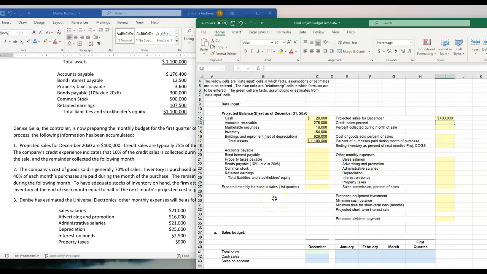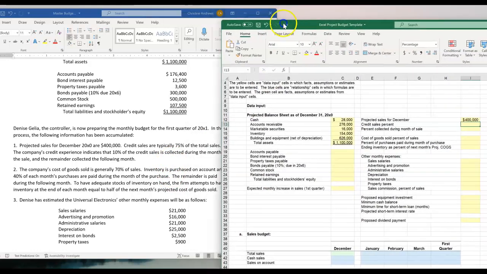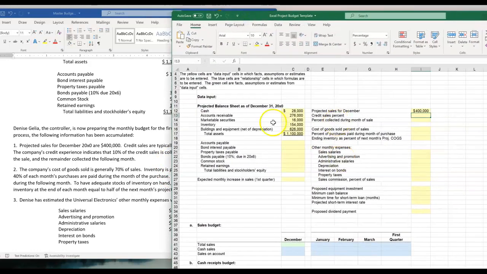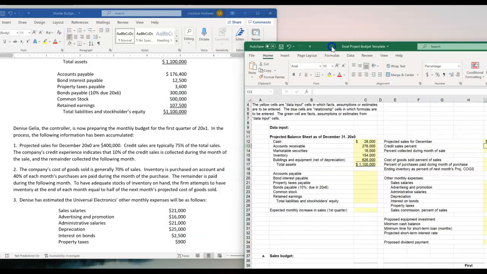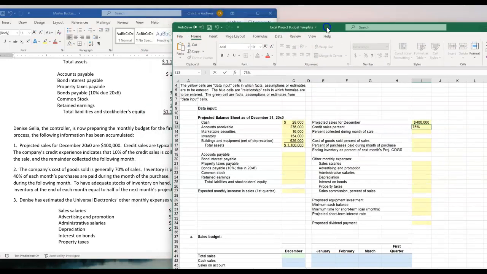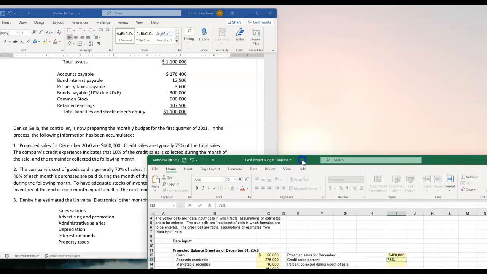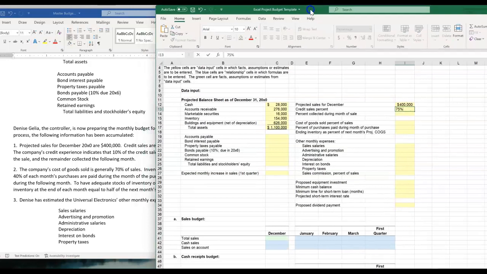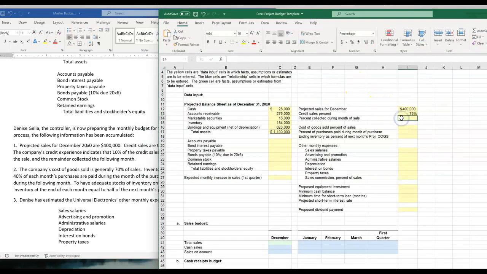And I'm not going to do all of this, okay? Company's credit experience is that 10% is collected during the month of sale, and the remainder the following month. So credit sales percentage, let's see, how much is in cash? Credit sales are 75% of the total. 75%. And then percent collected during the month of sale is 10%, isn't it? Yeah. Okay? 10%.